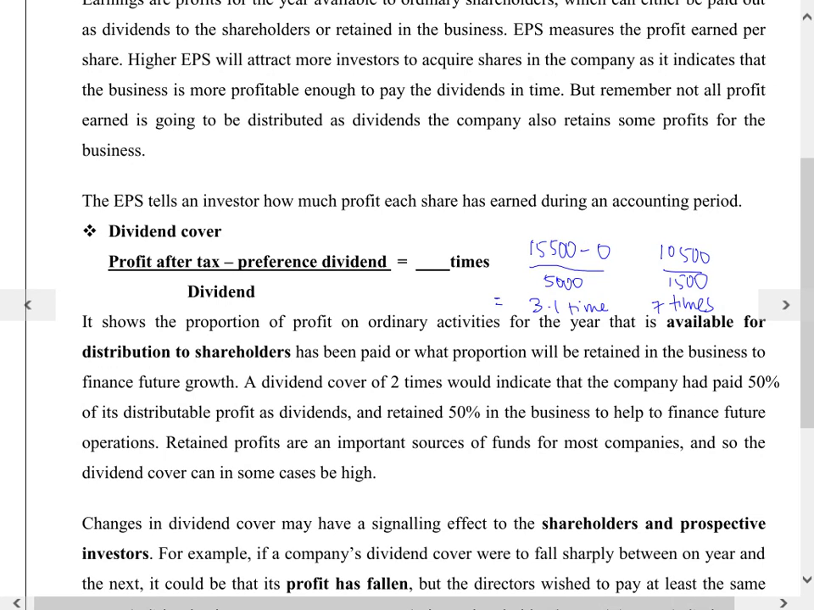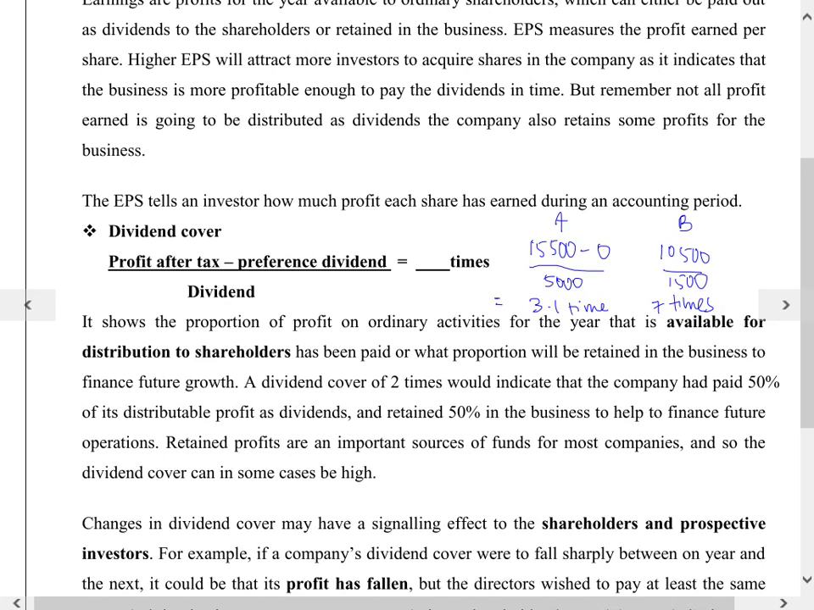So your profit is 3.1 times of the dividend, correct? And the other's profit is 1.5 times. In other words, in the future, if I'm the investor, which company has more ability to pay more dividend? A or B? A is 3.5 times, B is 7 times their dividend. Profit is 10, dividend only 1.5. So profit is more than the dividend, or the cover, about 7 times.